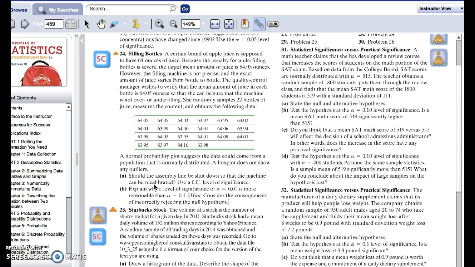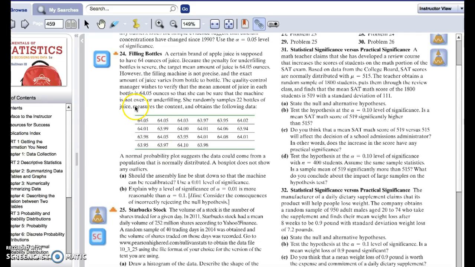Keep in mind that your null hypothesis always has an equals. So in other words, the base assumption, if nothing is going on and nothing is wrong, is our mean is 64.05. Then the alternative is that it's not.